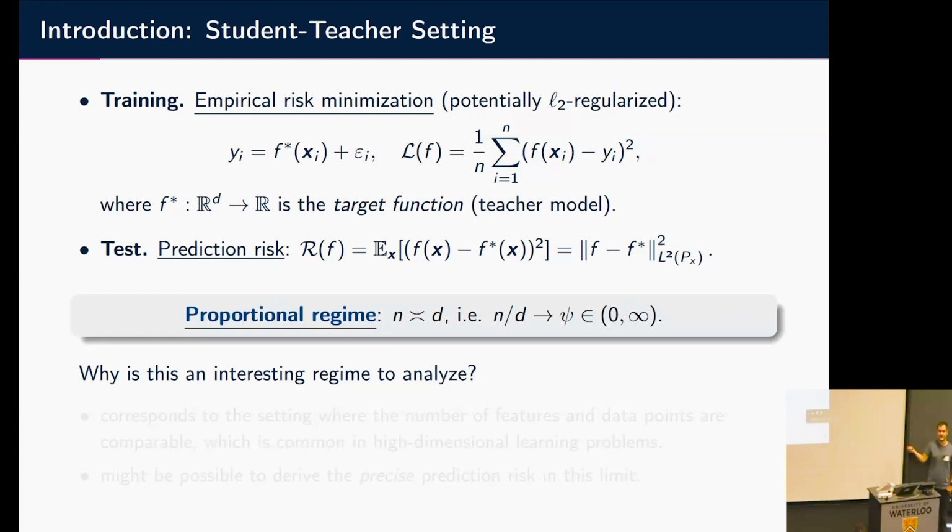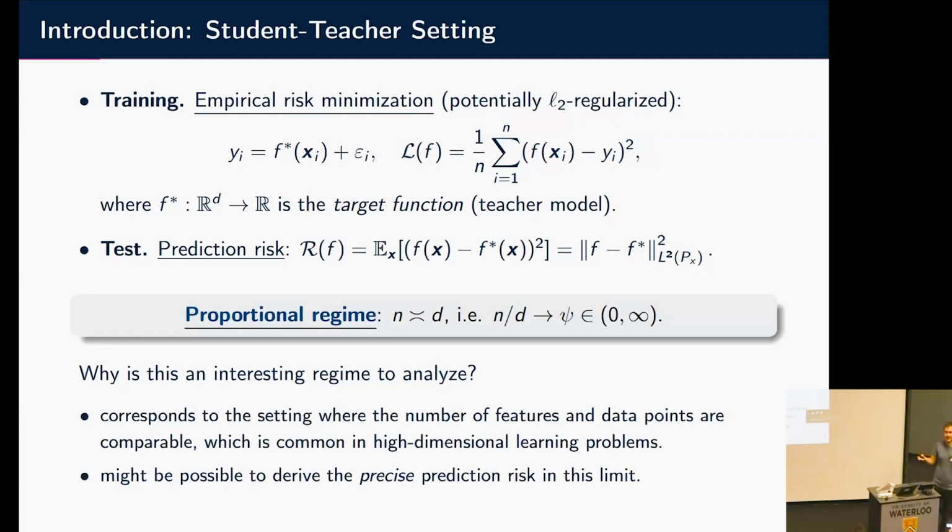Now, why is this interesting? Well, I can claim that it's a realistic setting. In practice, we have a number of samples comparable to the dimension. But from a theory point of view, it allows us to get a precise characterization of the risk. So you can actually compute this performance metric exactly in this limit. So that's why it's quite interesting to focus on.